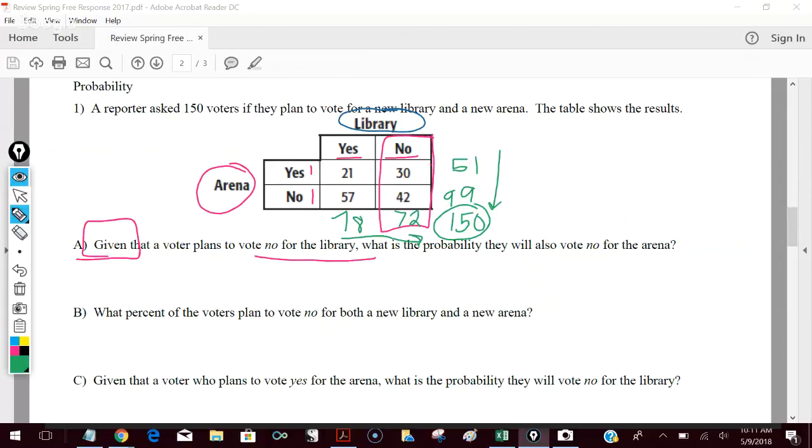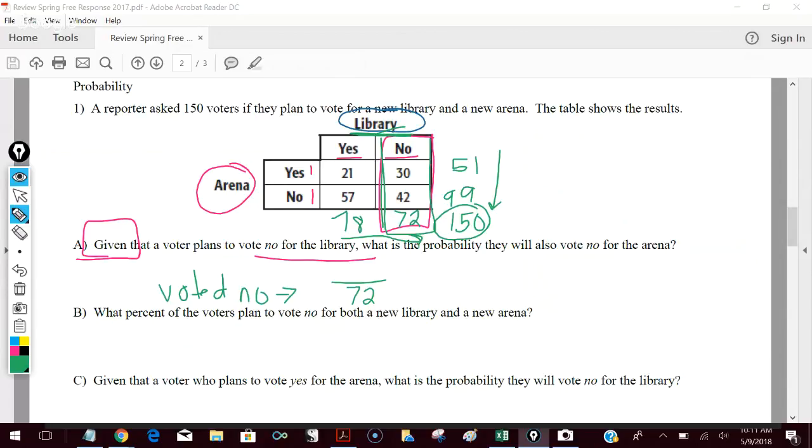So again, because it says given that a voter plans to vote no, I'm not caring about the 150 people, because if a person voted yes for the library, they're not part of my question or my study. So I have to look, how many people voted no? Anyone? Go for it. How many people voted no for the library? 72, right? So here's the library. 72 total people voted no. So 72 will go in my denominator because 72 people voted no for the library.